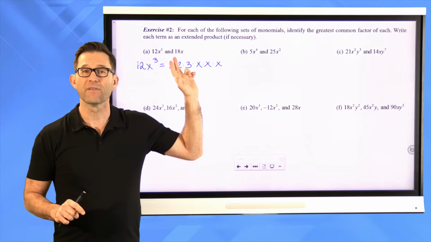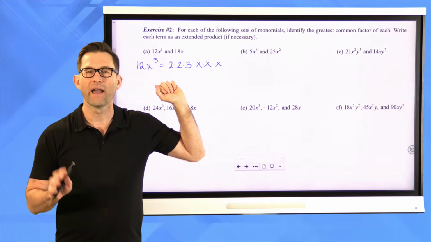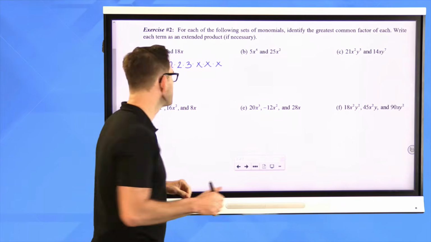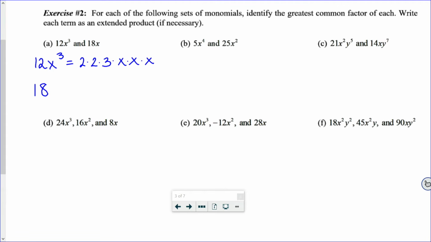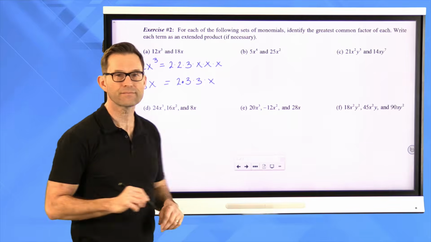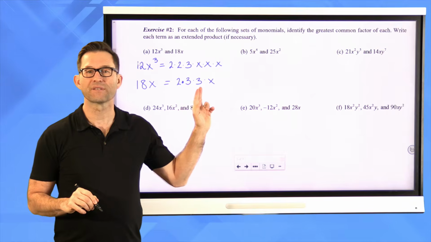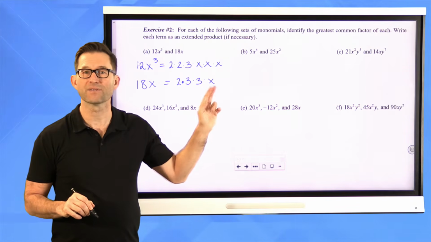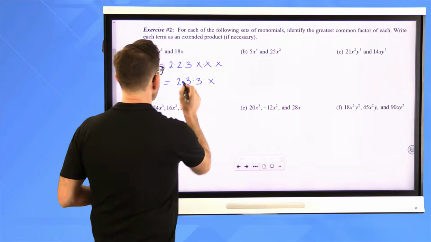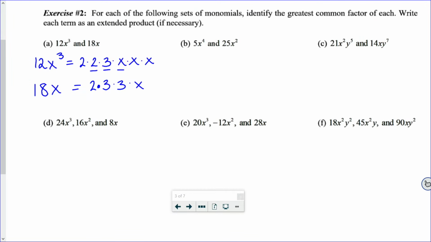Now 18x, that's 2 times 9, and 9 is 3 times 3, so 18x is going to be 2 times 3 times 3 times x. All right? 2 times 3 is 6 times 3 is 18 times x. So what's the greatest common factor? Well, they contain a 2, a 3, an x, a 2, a 3, and an x. So the greatest common factor, which I need to put down here, is 2 times 3, which is 6, and then x. 6x.